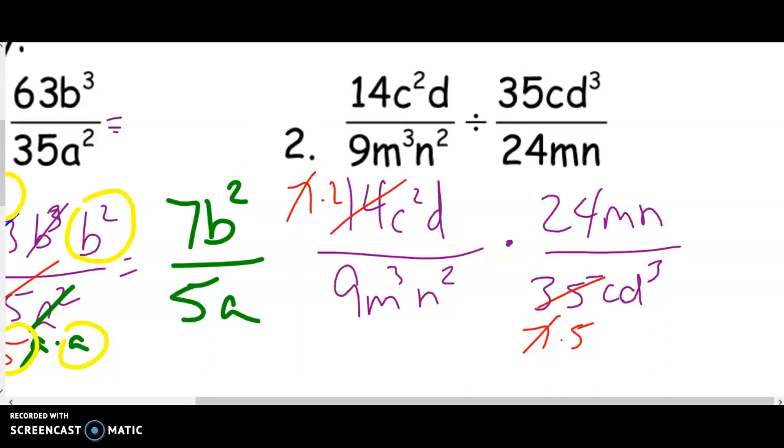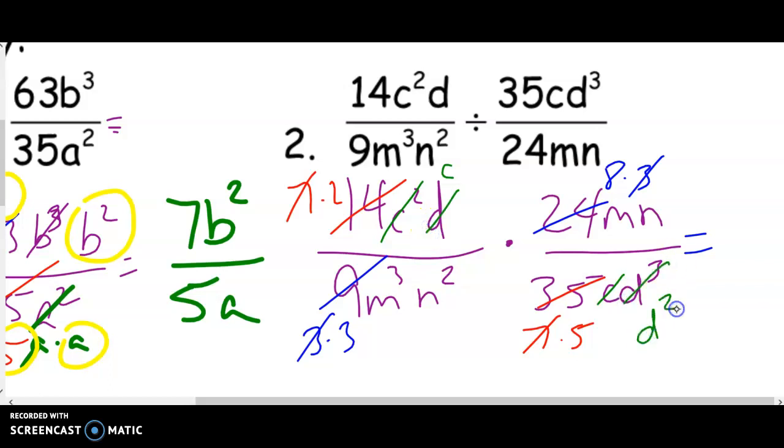What else? 9 and 24. What's that going to be? So 9 is 3 times 3. 24 is 8 times 3. So a 3 will cancel. Our letters. Let's cancel out accordingly. Same process. This C will cancel out with one of these. So leaving us with just a C. This D will cancel out with one of these, leaving D squared.